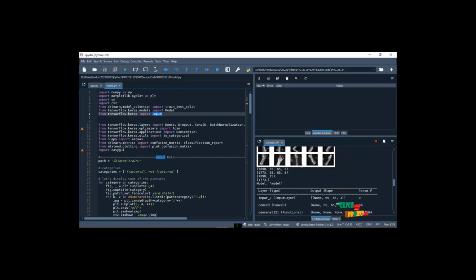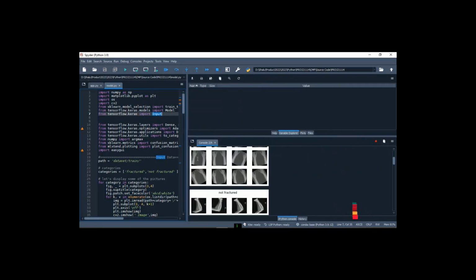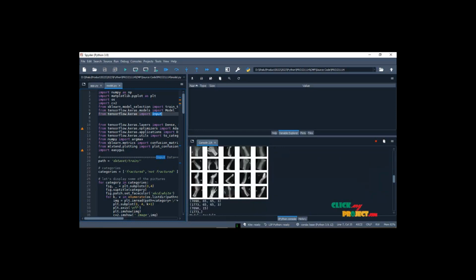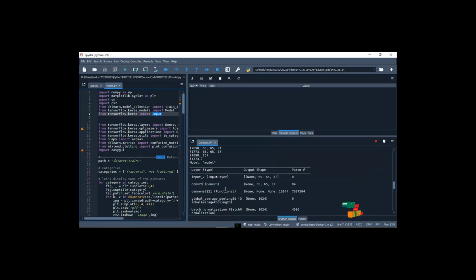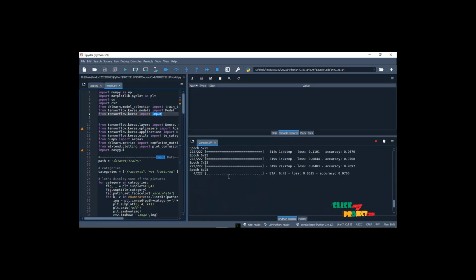First we open the model data set. We opened the Spyder tool. After executing model.py, first we import the library functions. Based on that, we first calculate the fractured and non-fractured images. After calculating the pixel height and width, then the rotation is applied to the images. After that, we trained the model. With 25 epochs, we get 98 percent accuracy.